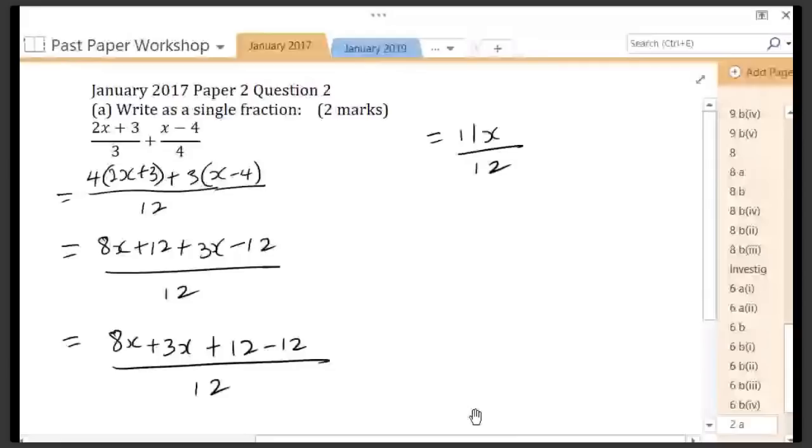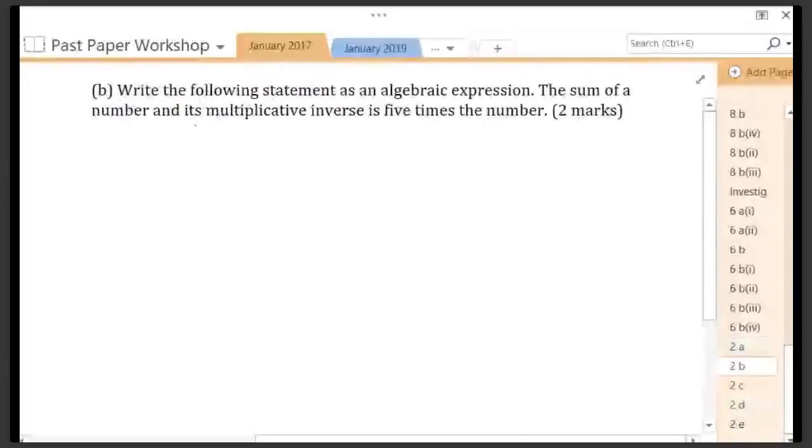All right, let's go to part B. They said to write the following statement as an algebraic expression: the sum of a number and its multiplicative inverse is 5 times the number, for 2 marks. So let's start off by saying let the number be x. That's the number. The next thing is we need to establish what exactly the multiplicative inverse is. The multiplicative inverse is the reciprocal. Seeing that the number is x, we're talking about the reciprocal of x.